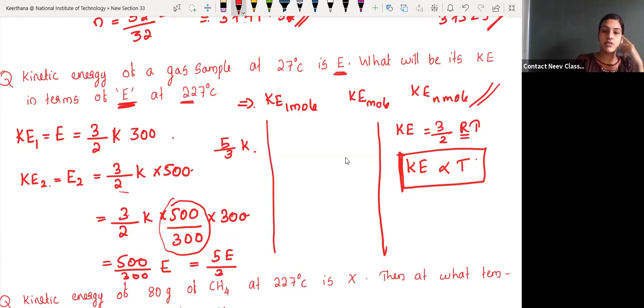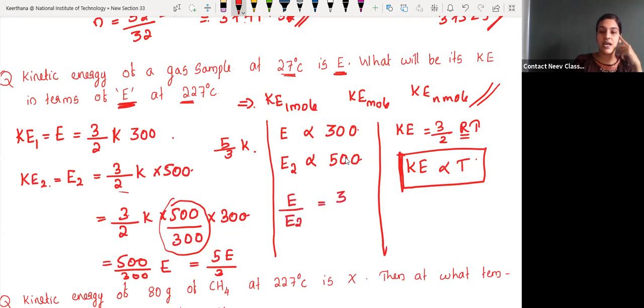And if you are using the proportionality, the first kinetic energy is E, and E is directly proportional to the temperature, which is 27 degrees Celsius, so 300. The second kinetic energy E2 is directly proportional to 500. So E by E2 is equal to 300 by 500. So E2 will be equal to 5E by 3. And this is the easier method.